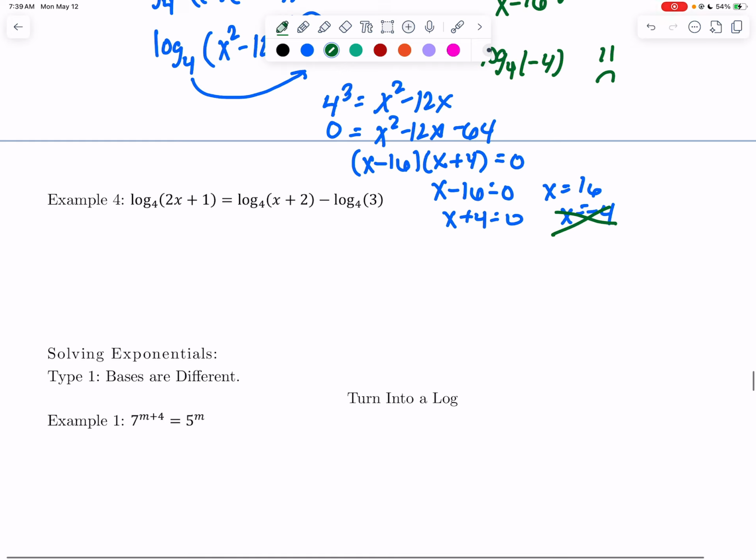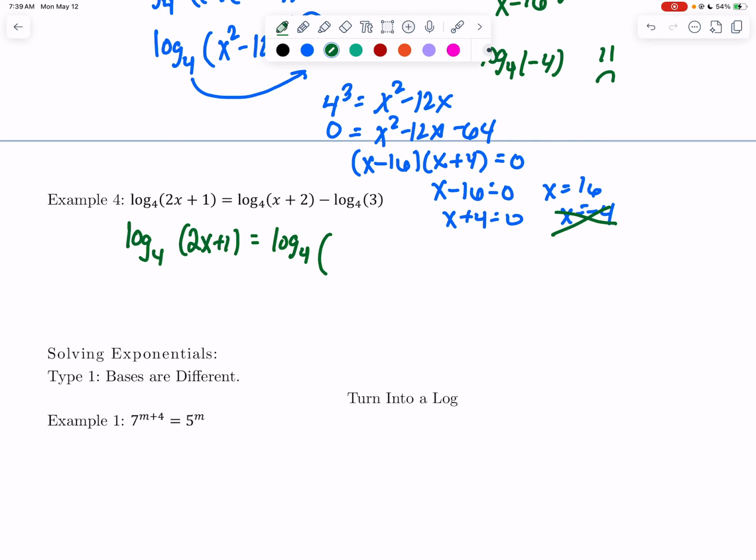All right, same thing for number 4 here. If I have log base 4 of 2x plus 1 and log base 4 of x plus 2 and log base 4 of 3, I could do a couple of things. The first thing is probably condensing the right side. Now, because this is a subtraction problem, I'm going to go ahead and divide my arguments. And then at this point, because I divided my argument, I have 2x plus 1 on the left side as an argument, and then x plus 2 over 3 on the right side as an argument.